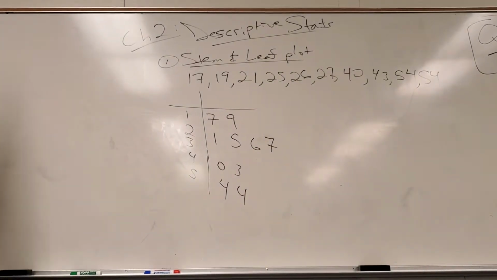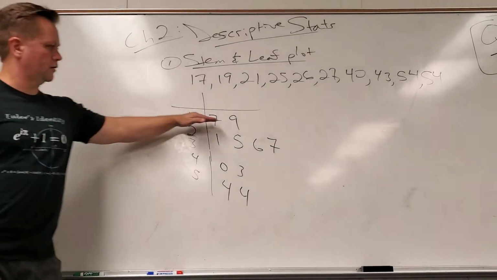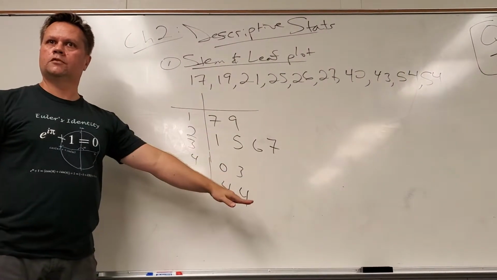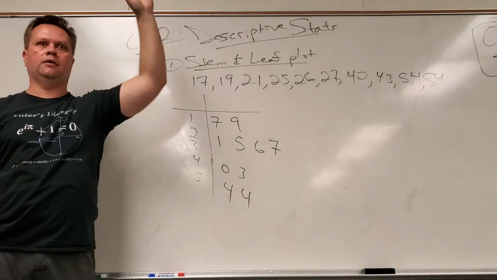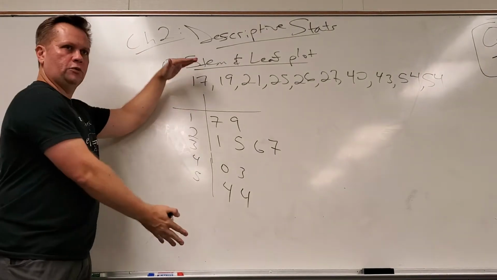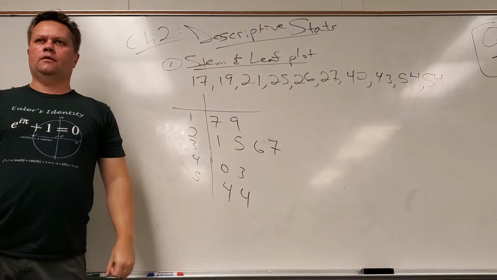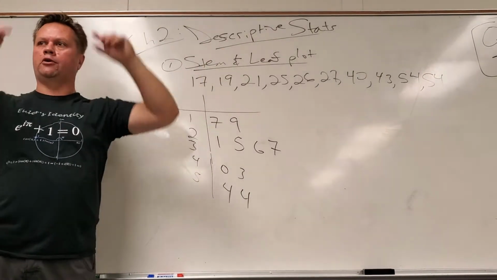So if you turn your head like this, doesn't it look like a histogram? These are the rectangles. The length of the rectangle is kind of like the height of the bar in the histogram. You guys kind of with me? This is a very quick way to get a visualization of your data. It also is a quicker way to sort the data if it isn't in order already.